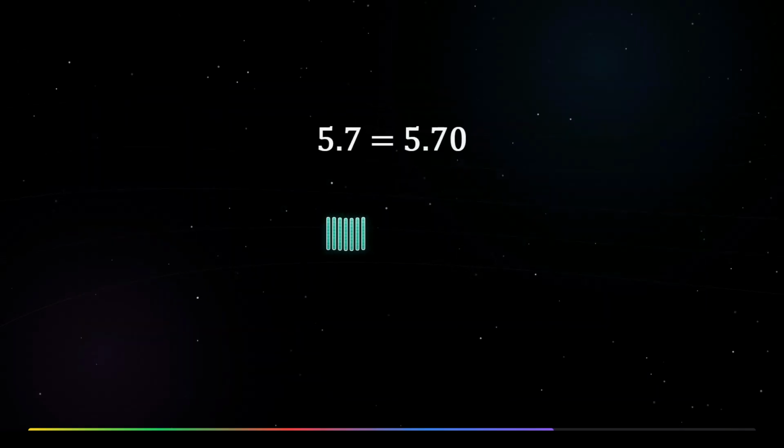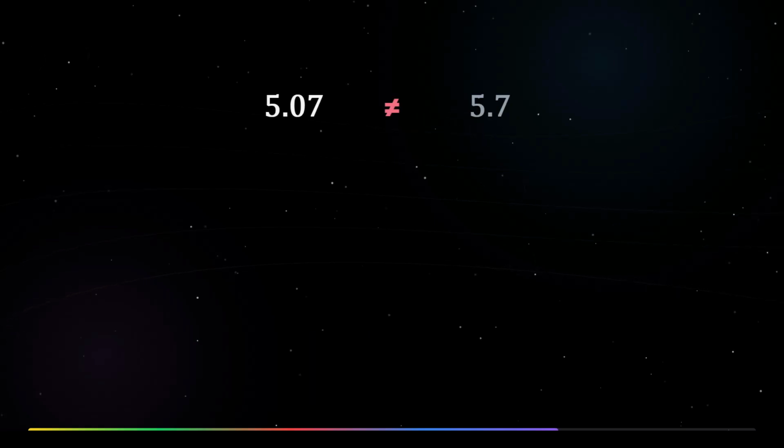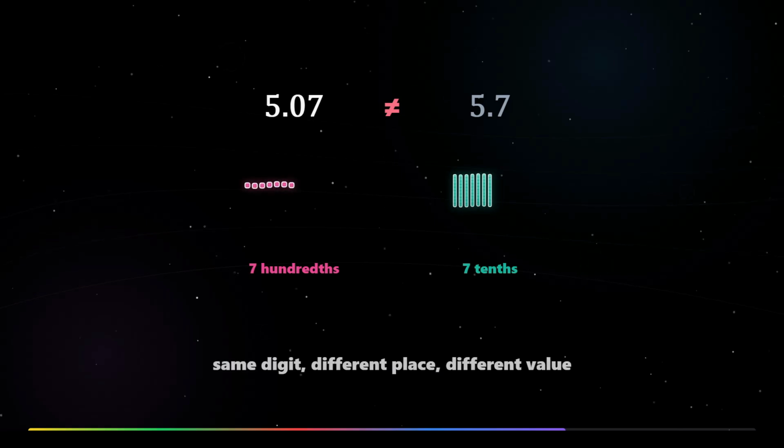5.70 has the same value as 5.7. The final 0 adds no extra value, but 5.07 is not the same as 5.7. In 5.07, the 7 is in the hundredths place. In 5.7, the 7 is in the tenths place. Same digit, different place, different value.